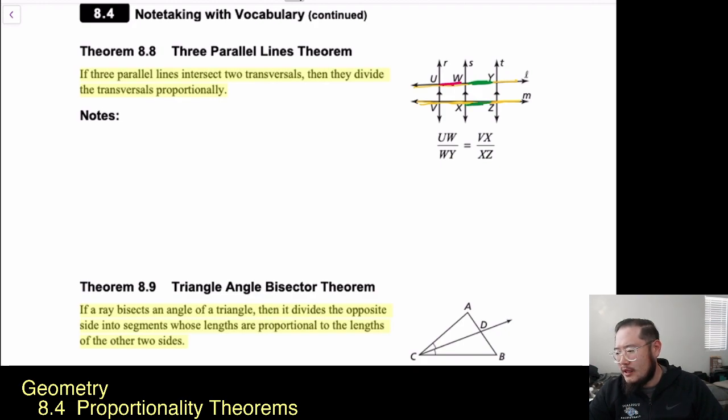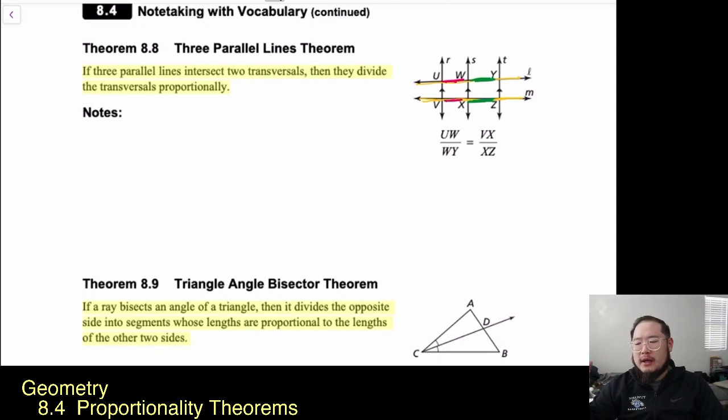Once again, I'll highlight the sections and segments there. It's set up so that the proportion is over the same side. UW over WY. They're on the same side, right, when we set up that proportion.